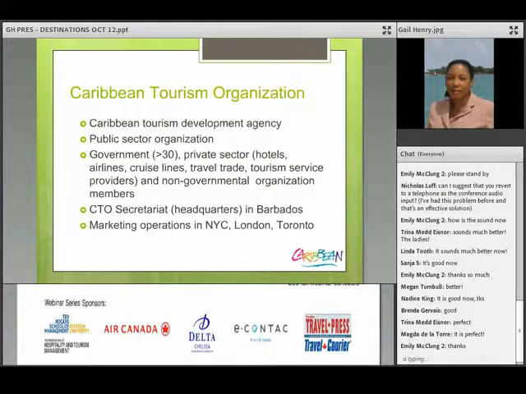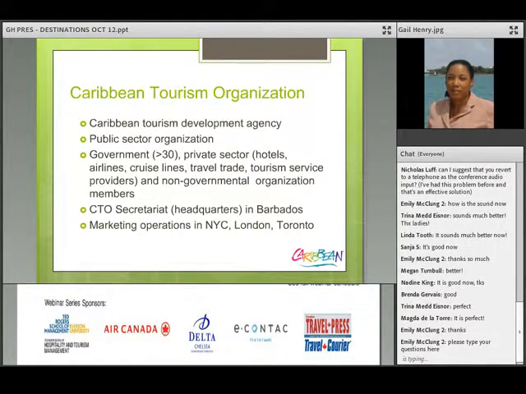The Caribbean Tourism Organization is really, as we consider ourselves, the main tourism development agency that is focusing on the tourism industry within this Caribbean region. We are a public sector organization. Our membership is very diverse in the sense that we have over 30 government members representing our different Caribbean destinations. Private sector, including hotels, airlines, cruise lines, travel trade, and other tourism service providers, as well as non-governmental organization members. We are headquartered in Barbados, as was mentioned at the beginning of Jacqueline's presentation, I believe. And we have marketing operations in New York City, London, and Toronto.